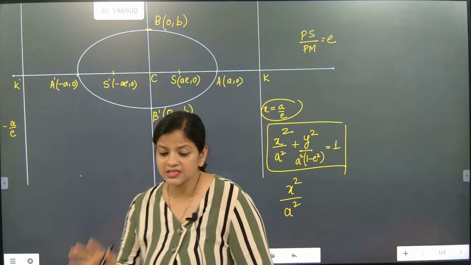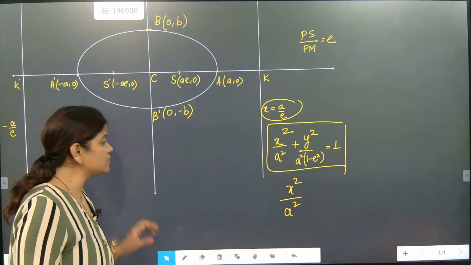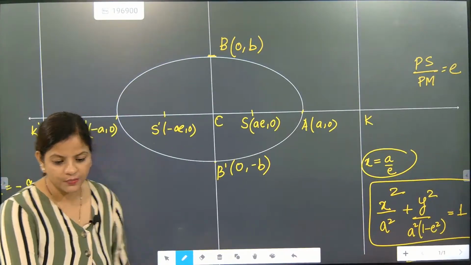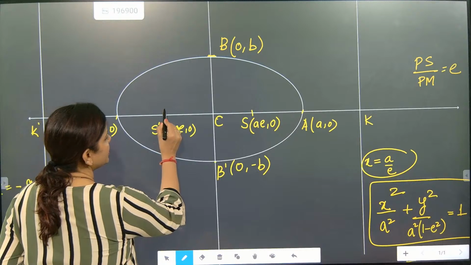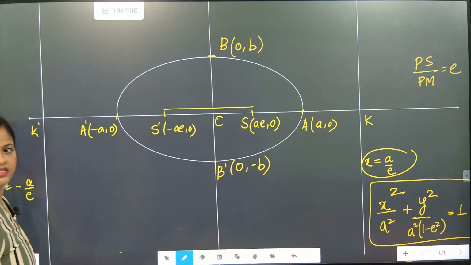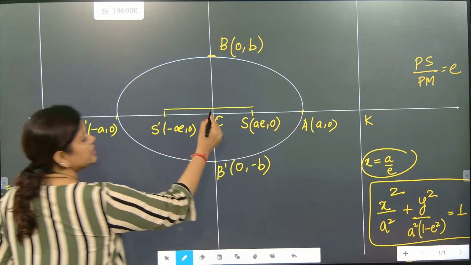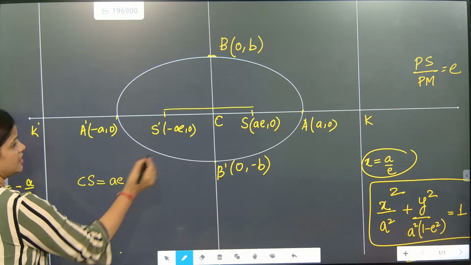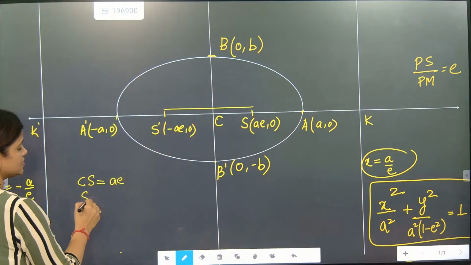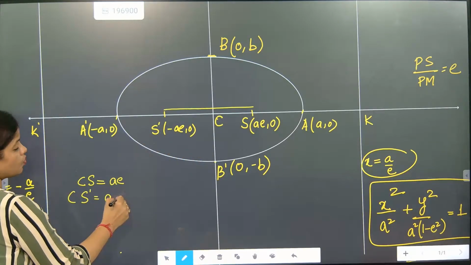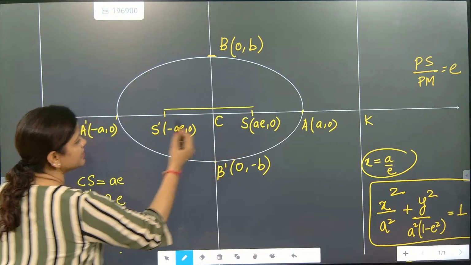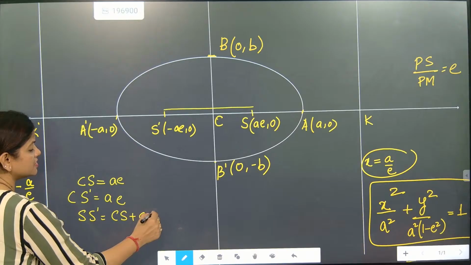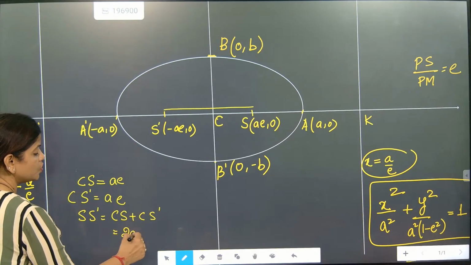Try to understand this part, beta. What is the total distance between S and S dash? See, C to S is AE, and C to S dash distance is also AE. So the total distance between S and S dash is CS plus CS dash, which becomes 2AE.